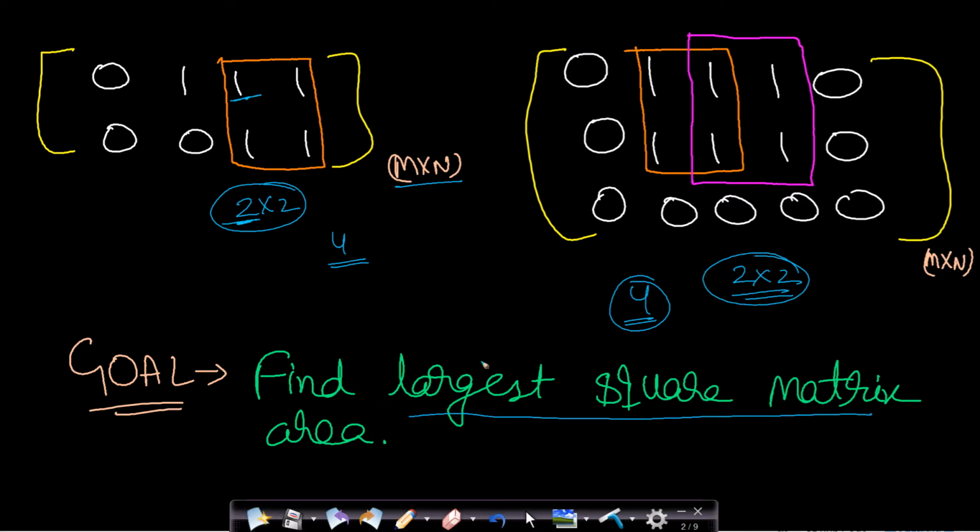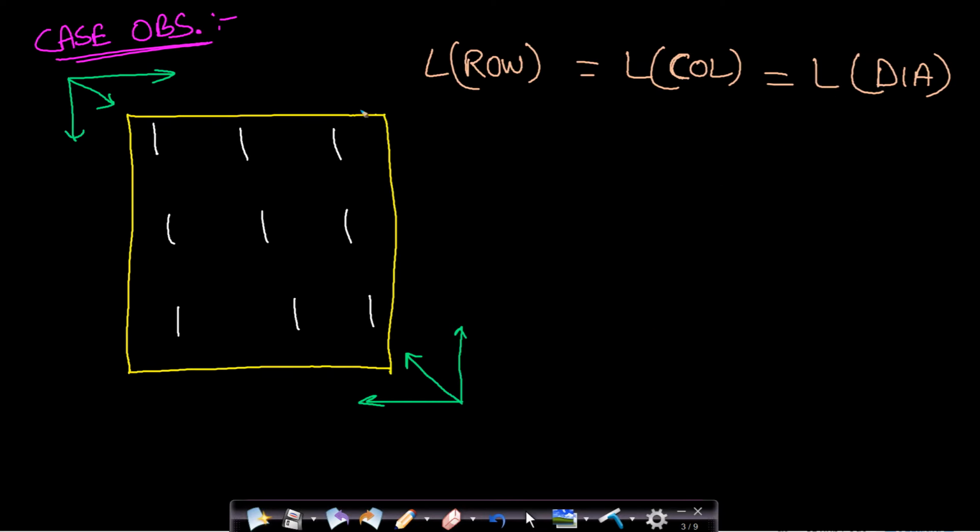So let us look at the property of a square matrix. In a square matrix, if you move from this top left corner in these three directions, then the length of these ones will come out to be the same. This will be true even if you move from this down right direction. So in this case it will come out to be 3. So the length of row, column and diagonal will all be the same in a square matrix.